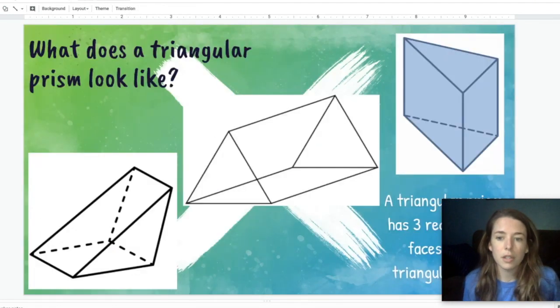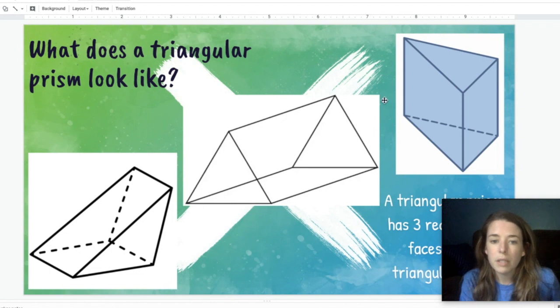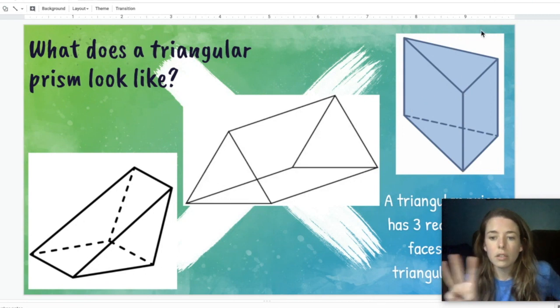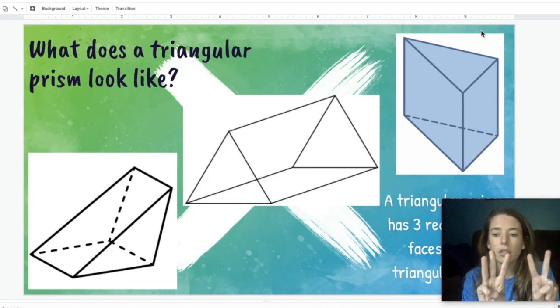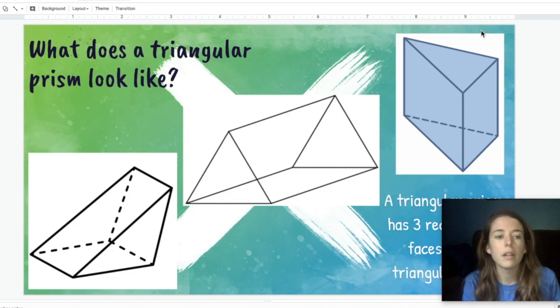What does a triangular prism look like? Here are three examples. Each one looks a little different based on the size of the triangles that are connecting the rectangles, but you can see on either end there is a triangle for two triangular faces, and then there are three rectangular faces. So 3 rectangles, 2 triangles, 5 faces all together.